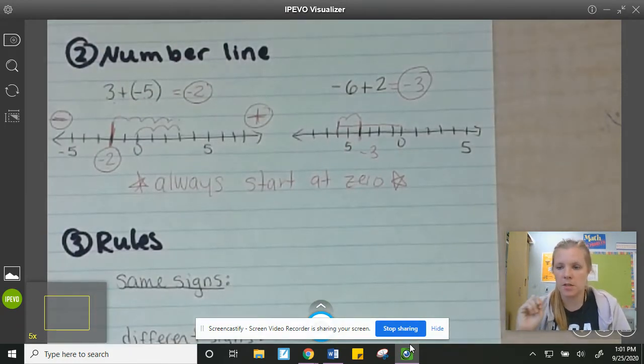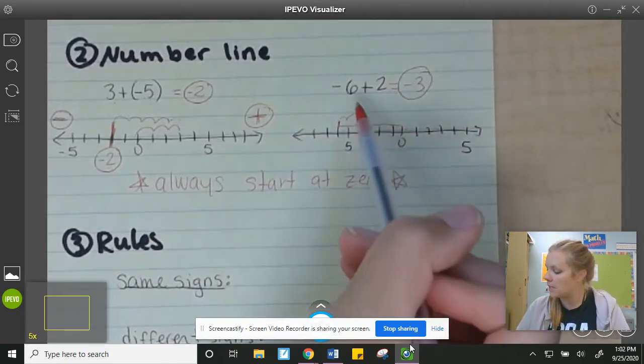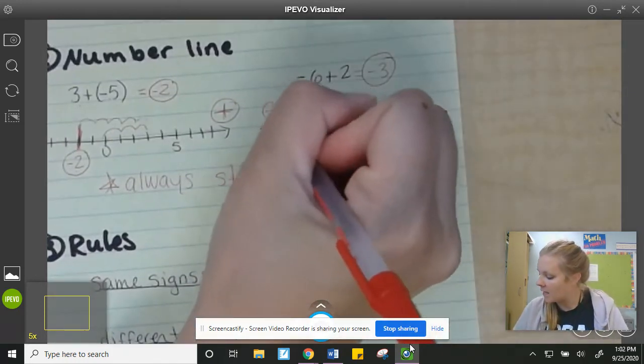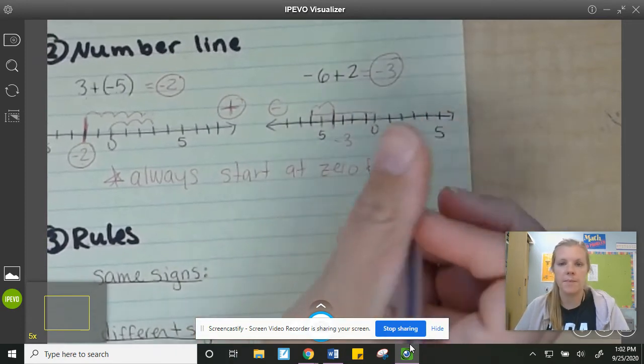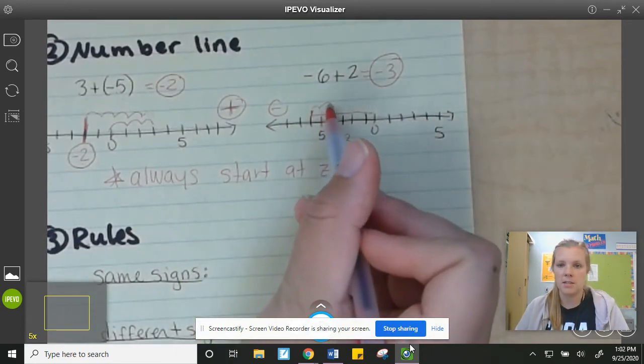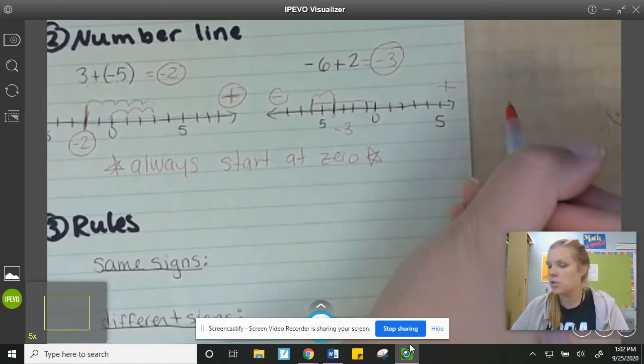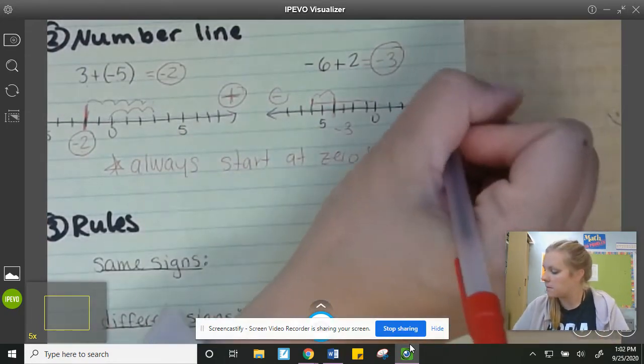The first number, we start at 0, and then we do whatever the first number says. So in this problem, the first number said -6, so we went in the negative direction, 6. And then the second number said +2, so we went in the positive direction, 2 spots.